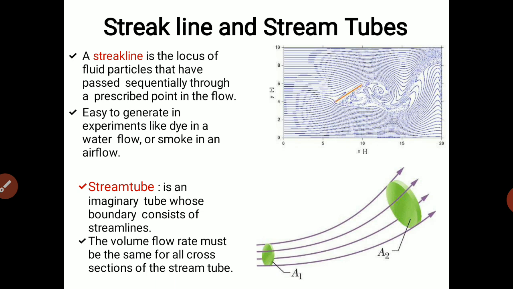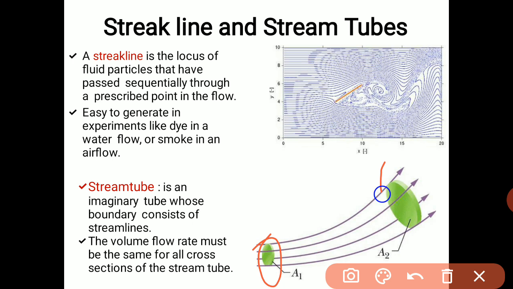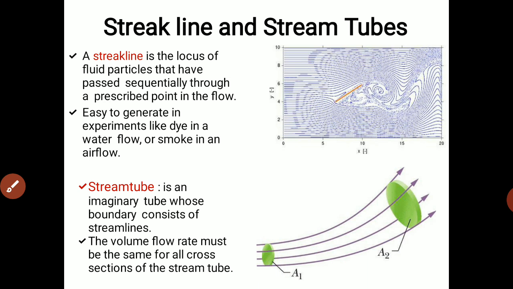So these are the fundamental terms that we use for mentioning or explaining what type of flow it is, and according to it we conclude what the density and velocity of that particular flow are. Okay, so a stream tube is an imaginary tube whose boundary consists of streamlines. So these are the streamlines, and it is an imaginary tube. The volume flow rate must be the same for all the cross sections of a stream tube.